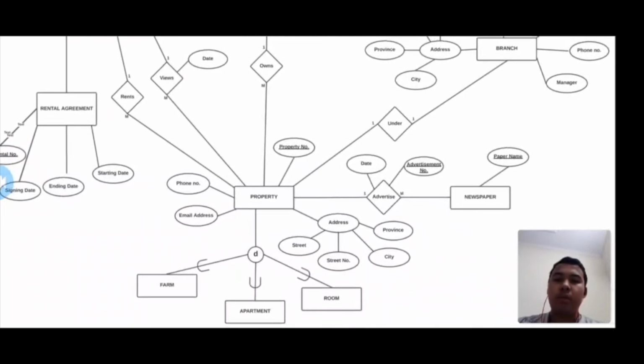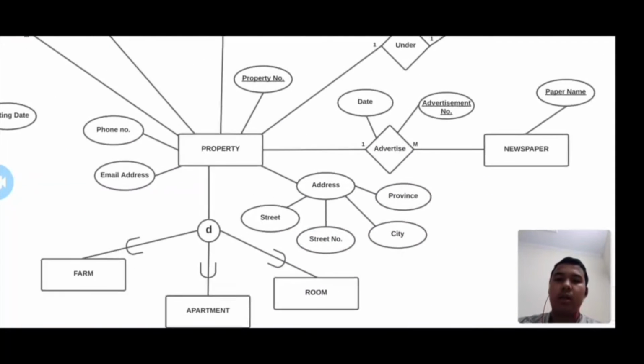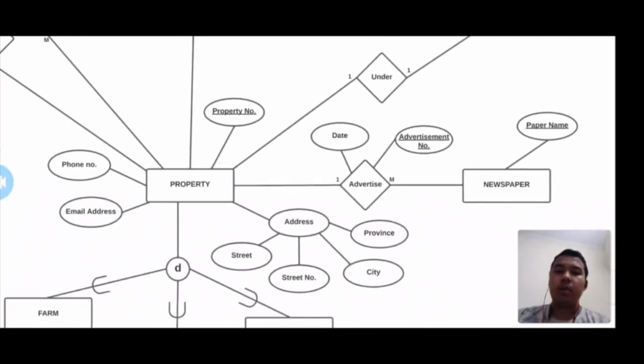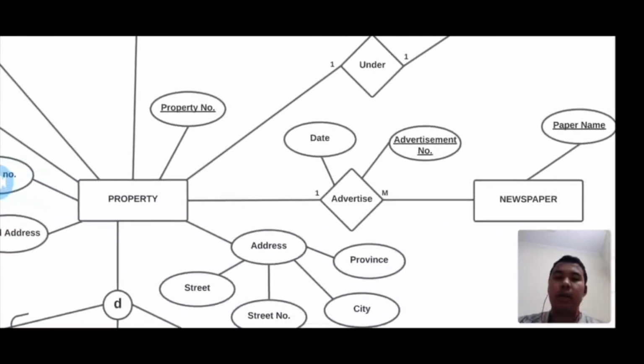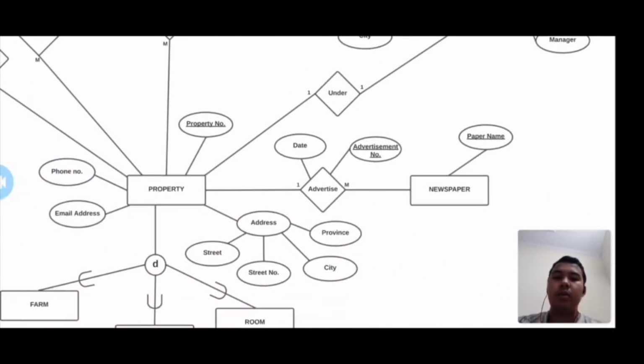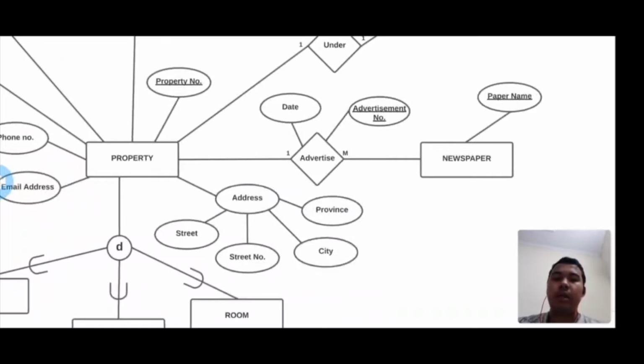The relation can be shown from the property as to the newspaper about the advertisement of the property. The advertisement shows that the date and the advertisement number are attributes. Advertisement number can be the primary key, and in the newspaper relation, the paper name is the entity.